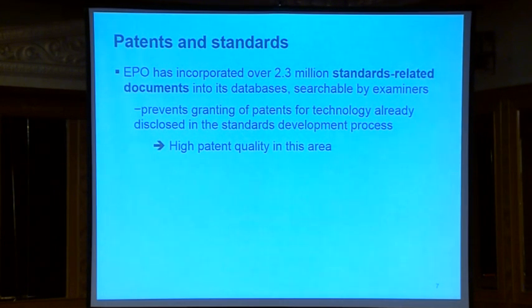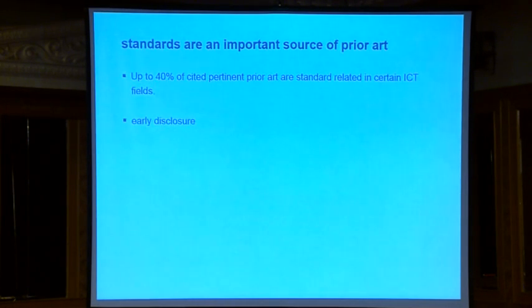I mean, the patents, especially the standard essential patents, are very valuable patents. So if we miss prior art, which shows up later on, we would miss really important prior art. In certain fields, up to 40% of what we are citing is standard related, and we have, as I mentioned, the advantage of having the early disclosure.